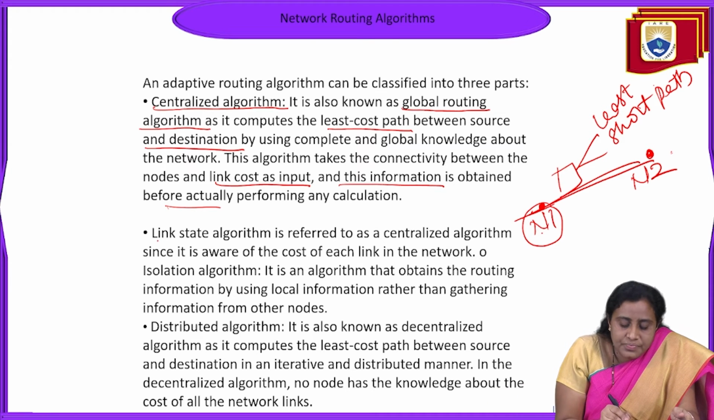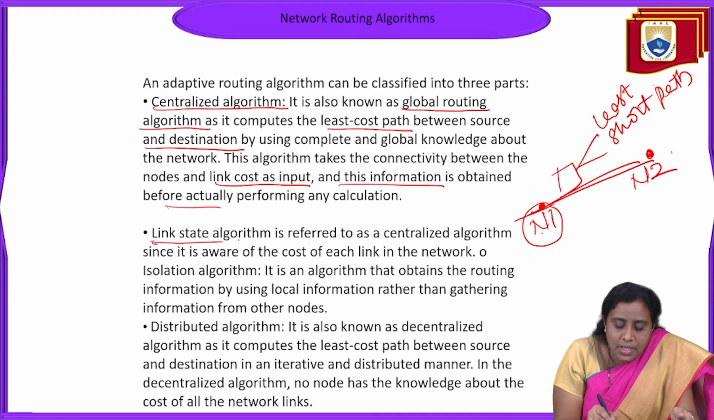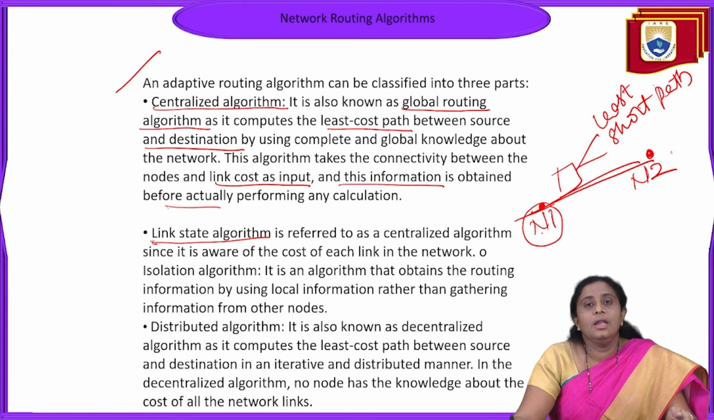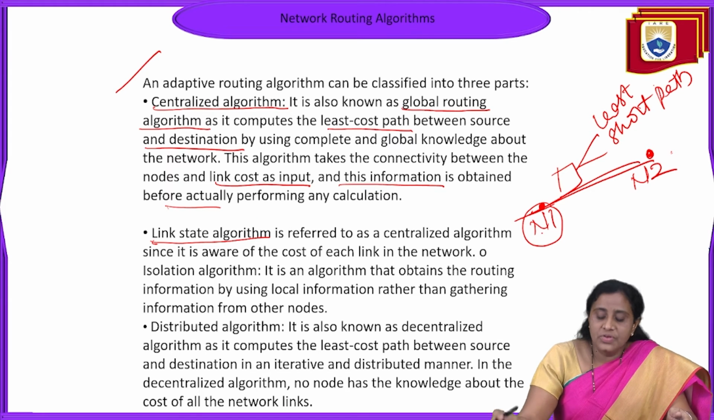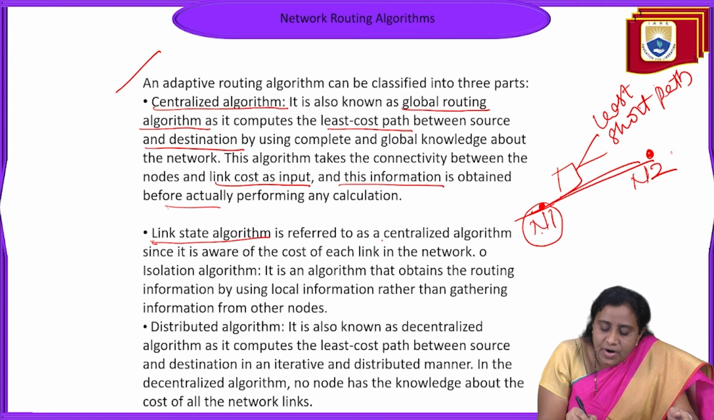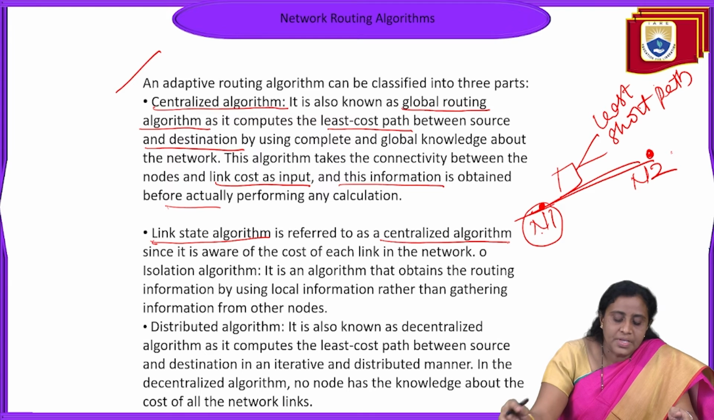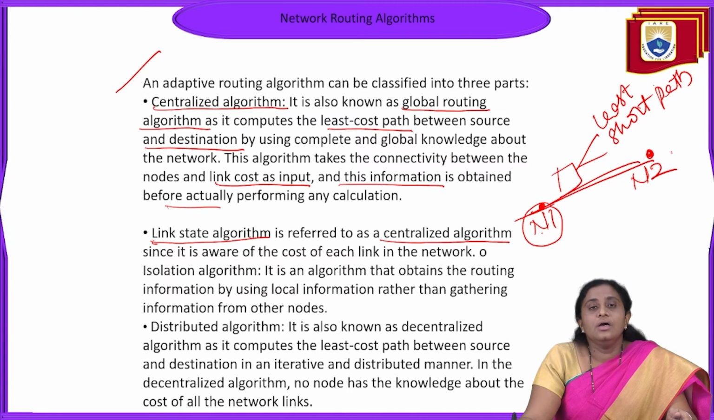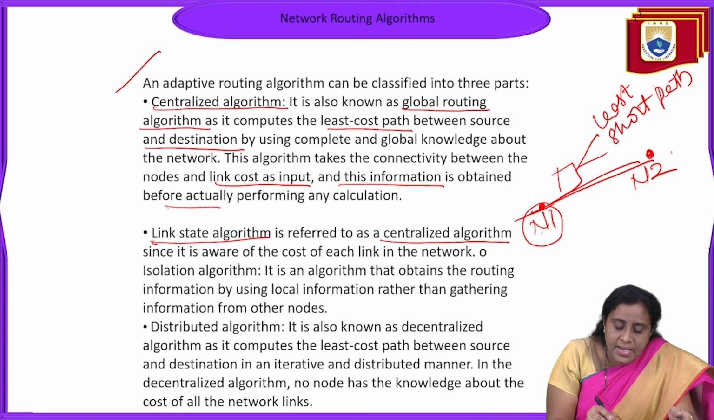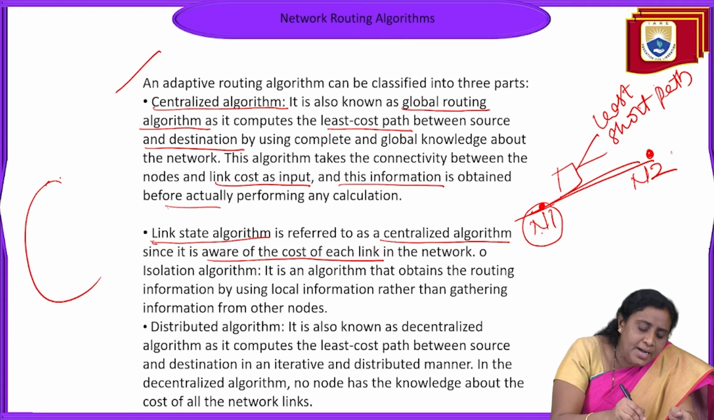So coming to the second one of the adaptive routing algorithms, it is nothing but the link state algorithm, which is referred to as a centralized algorithm, since it is aware of the cost of each link in the network layer. It can define the cost of each link which will be obtained in the network.